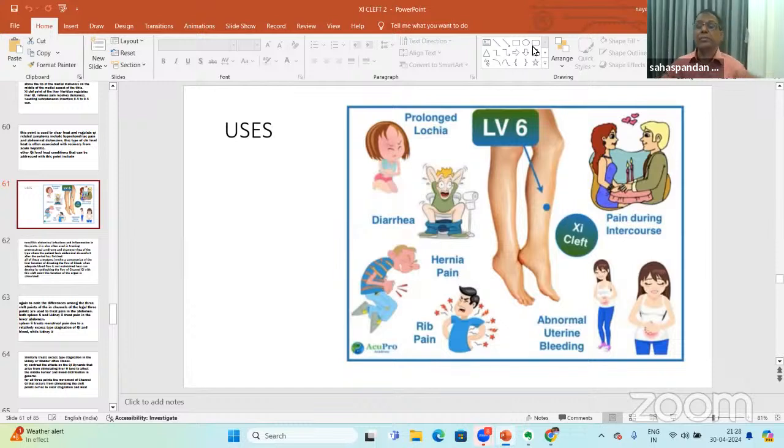Okay. This point is the cleft point of the yin linking vessel, clears heat in the heart, relieves pain, and needling is perpendicular. Insertion should be 1 to 1.5 cun.